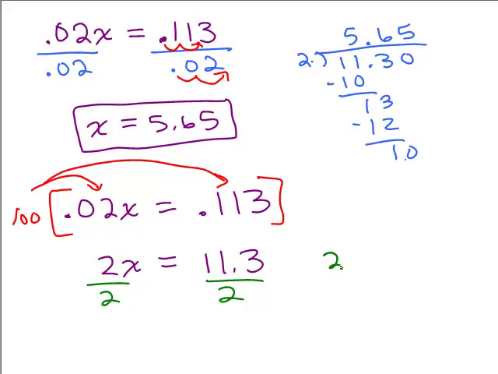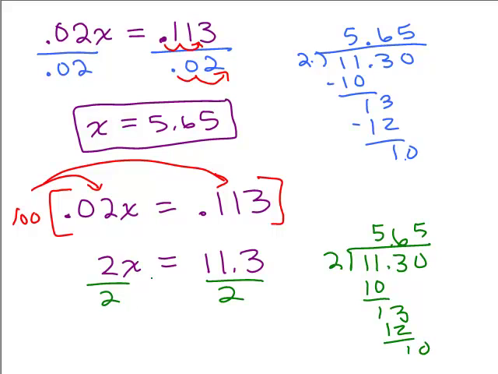So now we can go over here, divide 2 into 11.3. Again, it looks exactly like it did up there, right? See if I can do it right this time. 5.65. So we get x equals 5.65.